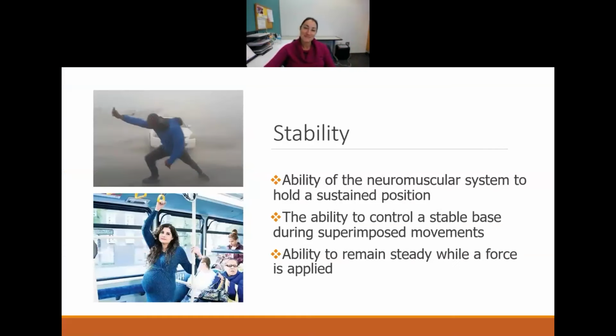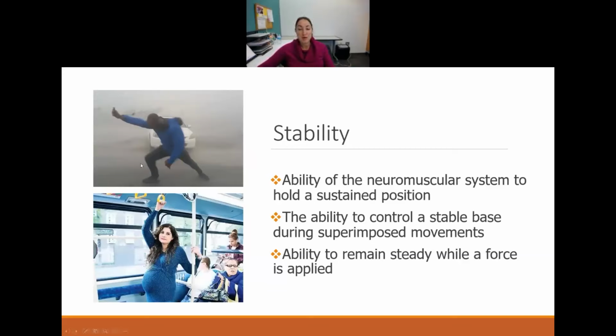Stability. So it's the ability of the neuromuscular system to hold a sustained position. Ability to control a stable base during superimposed movement. So like, for example, this pregnant lady at the bottom, the bus is moving, but she's able to hold steady even though there's movement in the surroundings, or ability to remain steady while a force is applied.